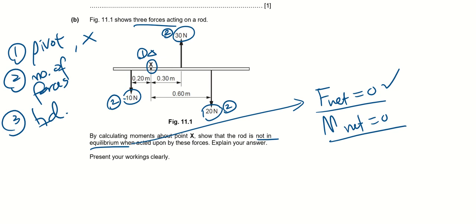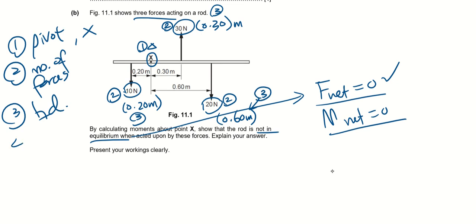So this 30 Newton is 0.3 meters away. This is my step 3 for my 30 Newton, to find the perpendicular distance. For my 10 Newton, it is actually 0.20 meters, and this is my step 3. For 20 Newton, it's actually 0.60 meters, my step 3.